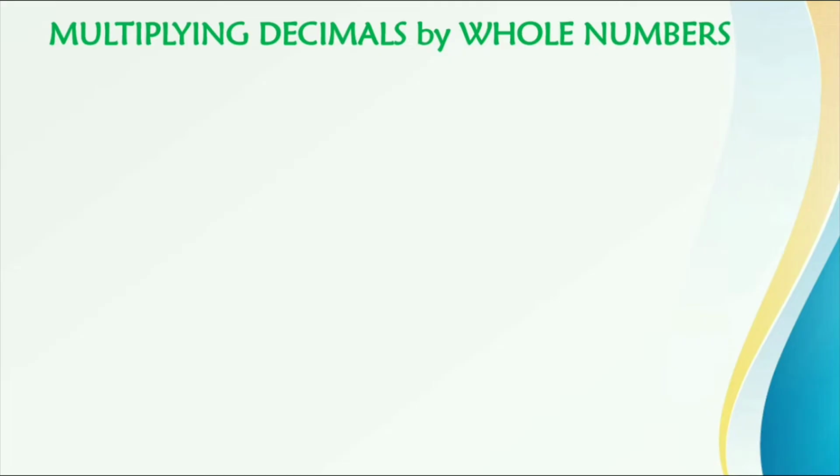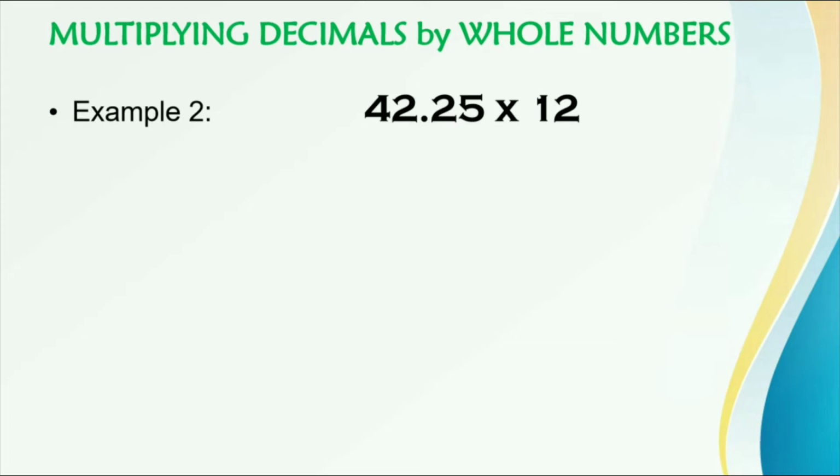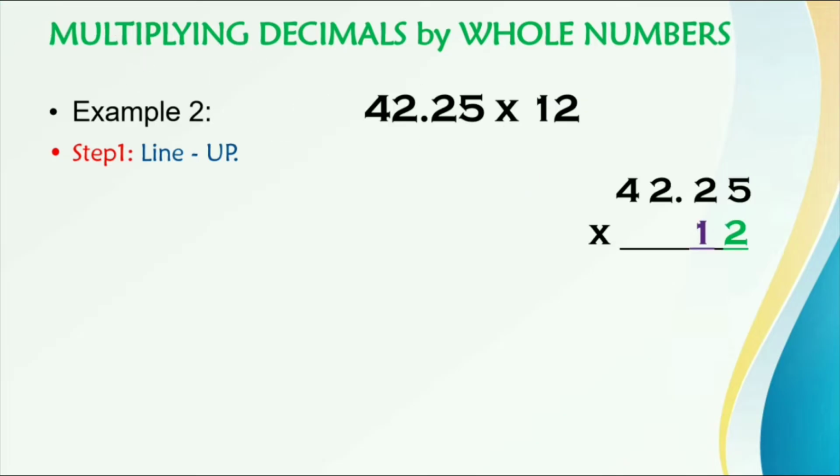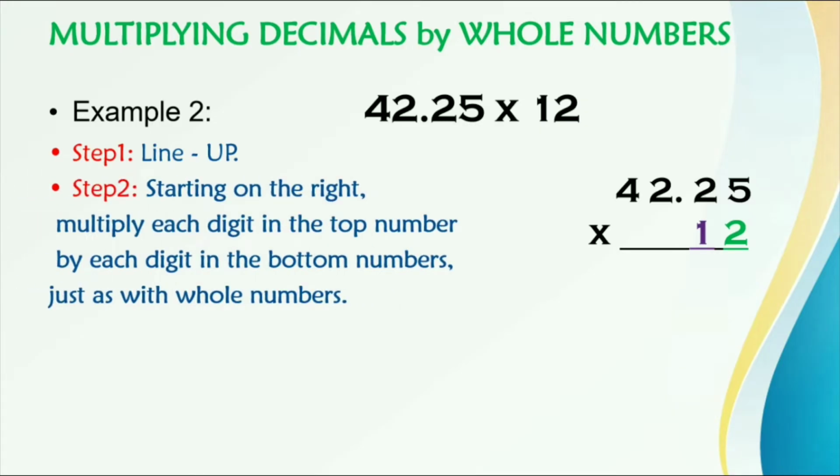Okay, so ngayon naman, magmumultiply pa rin tayo ng decimal by whole numbers, but this time, 2 digit naman yung whole numbers natin. Okay, so step 1, ila-line up natin. Since in this equation, mas madami yung digit ng 42.25 natin, yun yung ilalagay natin sa ating top number, and then yung 12 sa bottom natin. And then yung step 2, follow na natin. Starting on the right, imumultiply natin yung digit isa-isa. Okay, so unahin natin yung, kung makikita yung naka-green na 2, so yun yung unahin nating i-multiply isa-isa dun sa taas o sa top numbers natin.